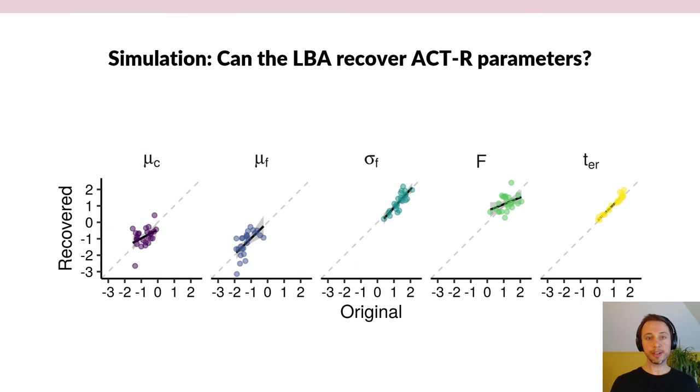This figure compares the original ACT-R parameters to the parameters recovered by the LBA. And as you can see, the model is already pretty good at recovering the original values, even though there are only 100 trials per participant.